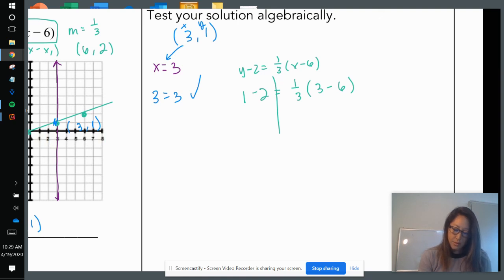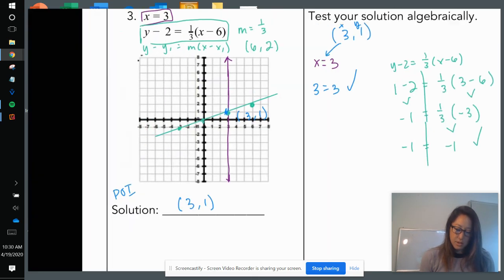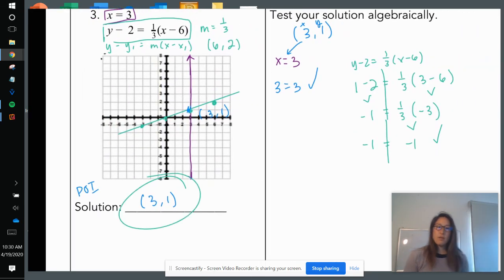So let's go ahead and simplify each side. So 1 minus 2 is negative 1. And then order of operations says I need to do my parentheses first. So I get negative 3. Then I can go ahead and multiply these. 1/3 of negative 3 is negative 1. So negative 1 is equal to negative 1. Verified. So our solution checks out, 3, comma 1.